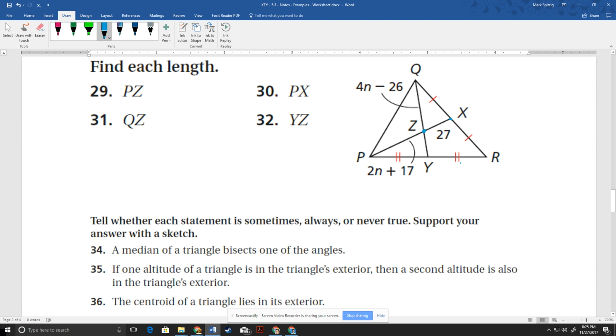And so in this case, I'm going to have to deal with this one first, because in this one I have 4n minus 26, but I don't know this other piece, so I can't write an equation. In this case, what I could say is a couple things. I could say, well, 2 times the small piece equals the big piece. And that's probably what I'm going to do. I'm just going to say, you know what, 2 times 27. If I multiply 27 by 2, that will equal 2n plus 17. Right, and so we get 54 equals 2n plus 17. I get 2n equals 37.